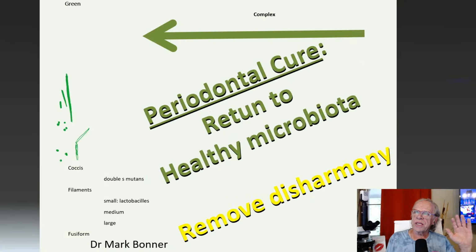So curing the patient is quite simple. It's just remove those orange, red, yellow complex parasites, and then you have to be cured. It's just harmony. It's just normal biofilm. Just keep green complex, and then all your patients will be cured.